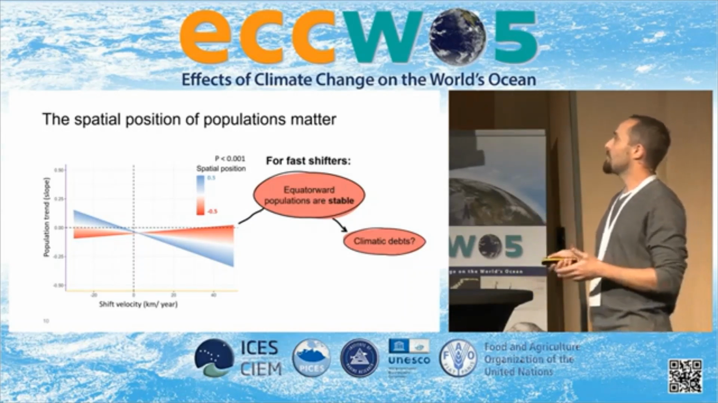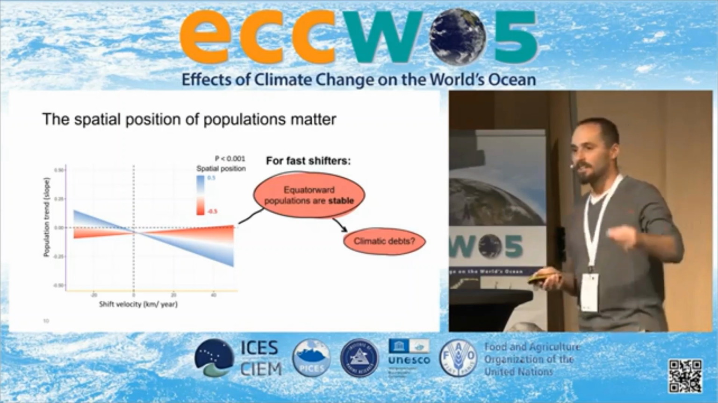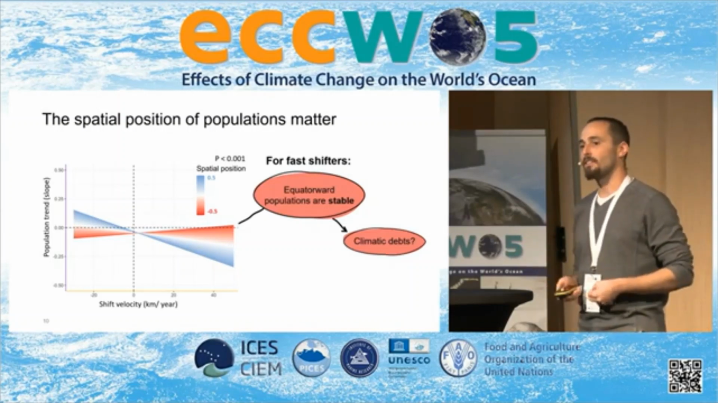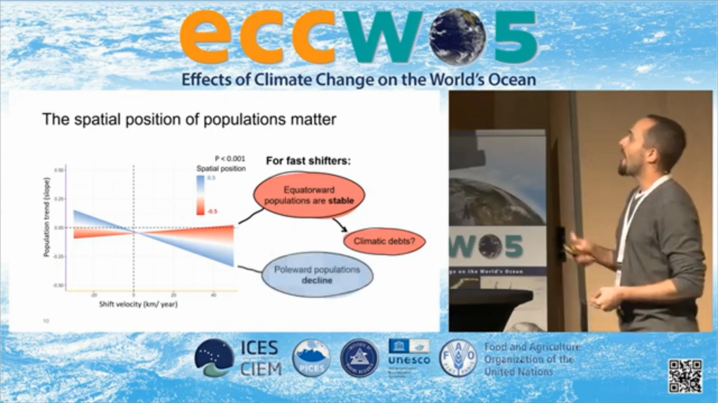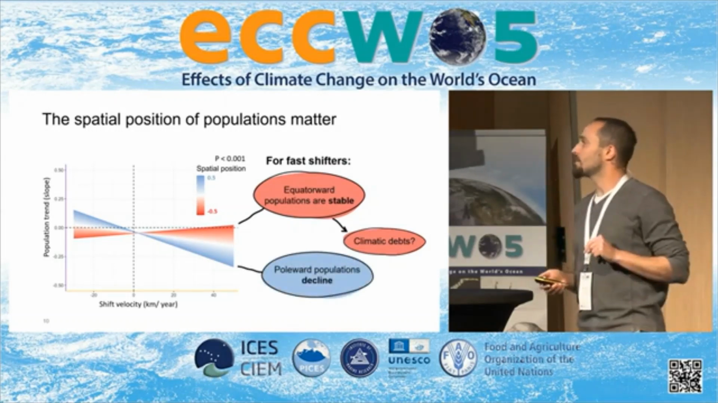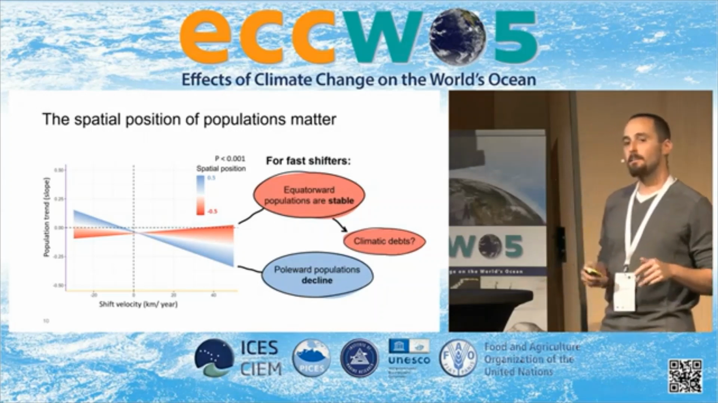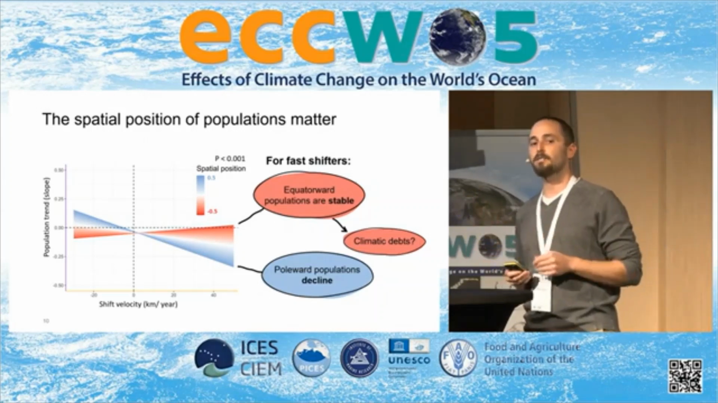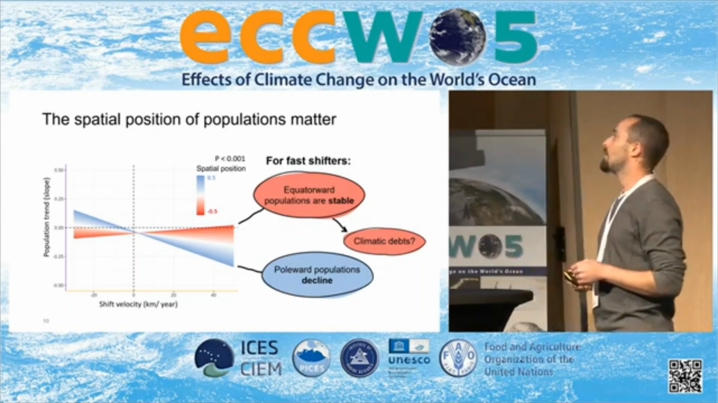And we also know from different studies that climatic depth is indeed something that we find support of in marine fish. Poleward populations are those that decline with increasing shift velocities, and that's in accordance with the main pattern that I just showed you before. It could be driven by those poleward populations.